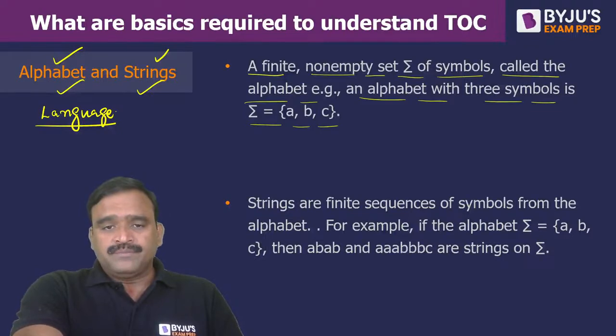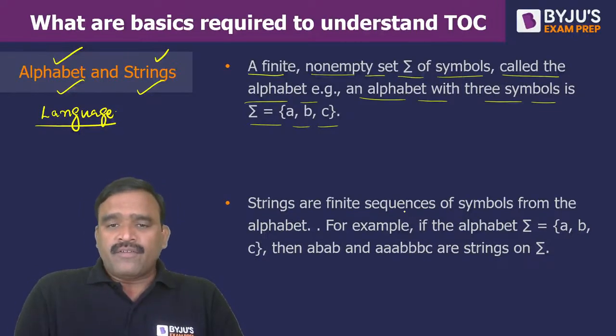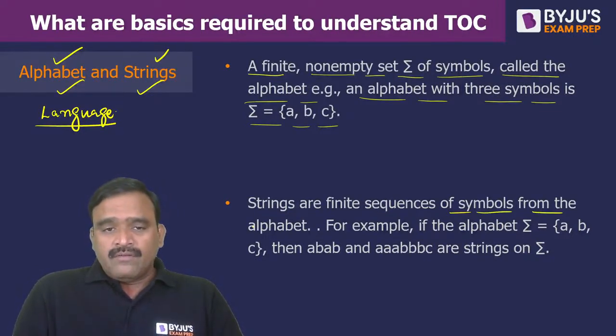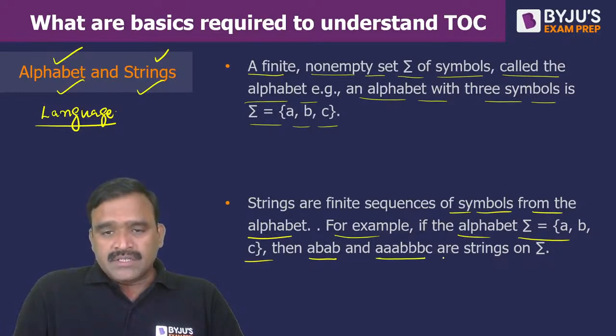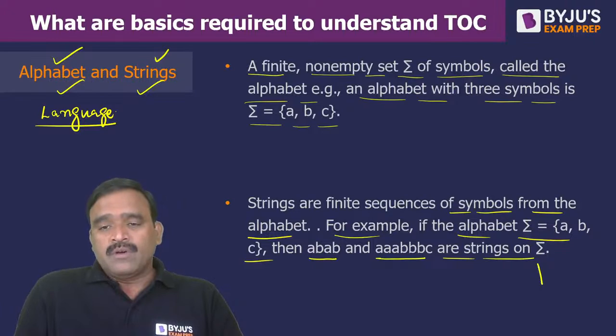Okay, and strings are finite sequences of symbols from the alphabet actually. For example, if the alphabet sigma = {a, b, c}, then ab is a string and aaabbc is a string defined over the same alphabet.